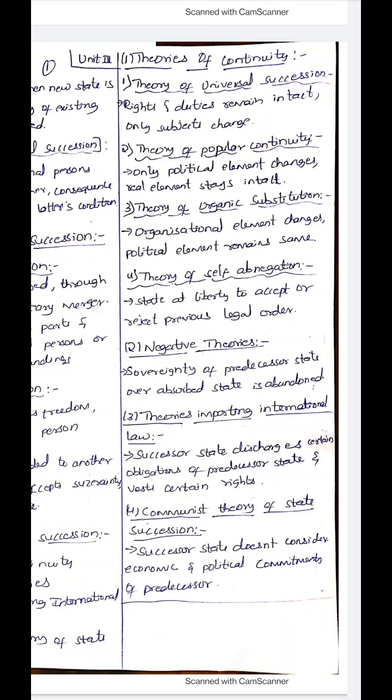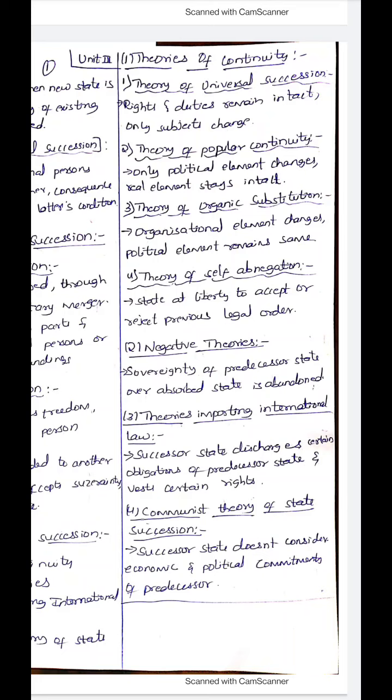What this theory says is that when a state is succeeded, only the rights and duties remain intact, but only the subject changes. The next is theory of popular continuity. What this theory says is that only the political element changes, only the politician changes, but the real element of the state stays intact. The next is the theory of organic substitution. What they say is that the political element remains intact, but the organizational structure of the state changes.